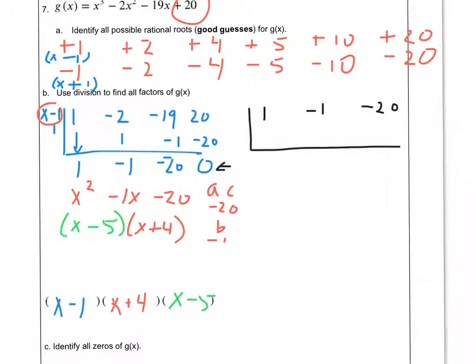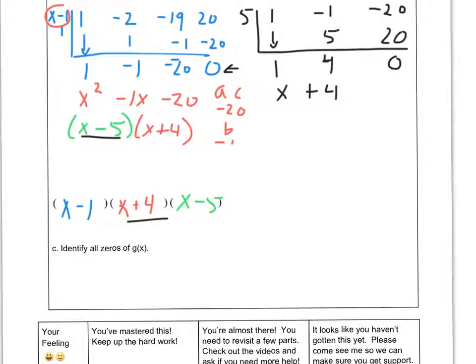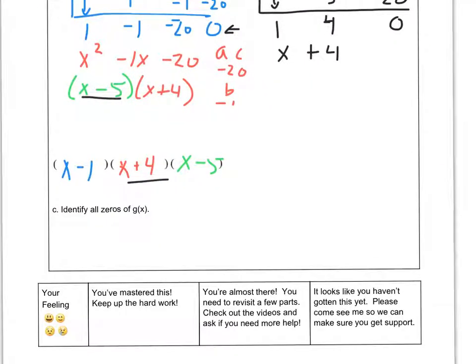And just to kind of show how this works, let's say you tried 5. That would give you 1, and then 5, and then 4, and then 20, and then 0. That gives you x plus 4, which is the other factor that we had here. So there are ways around factoring if you need them, but you don't need to divide anymore after you get a 0 if you don't want to.